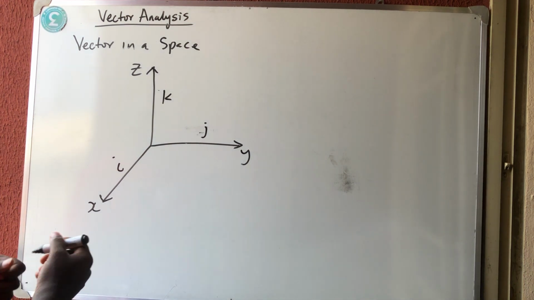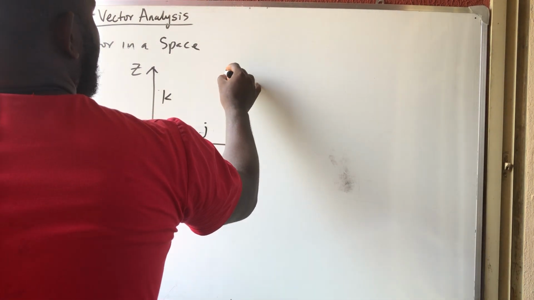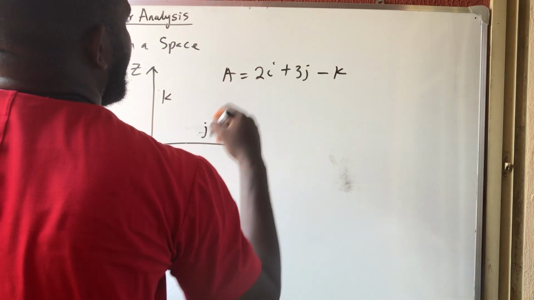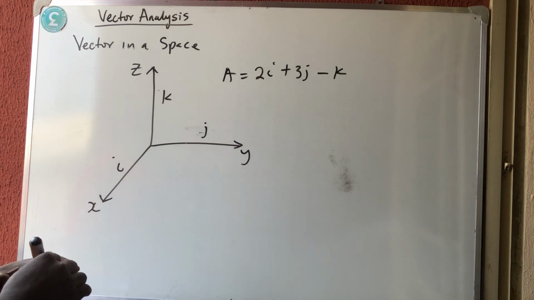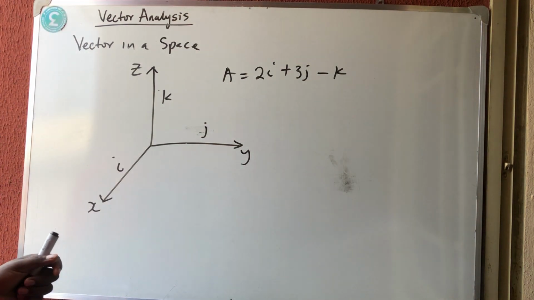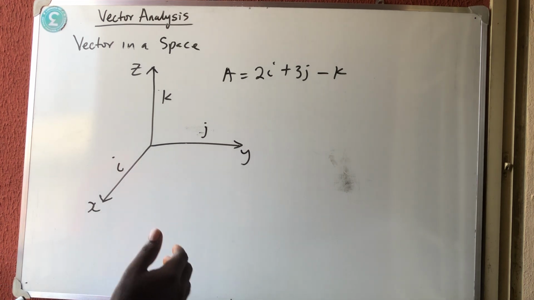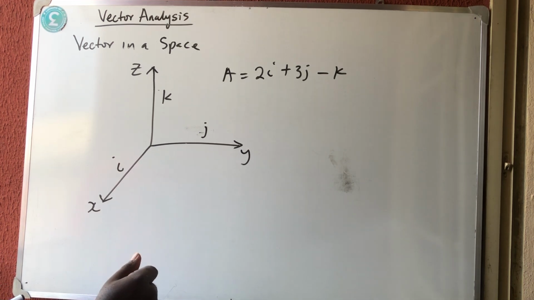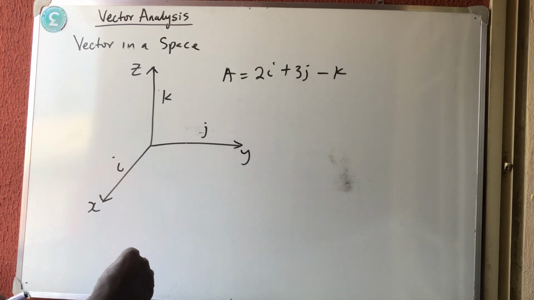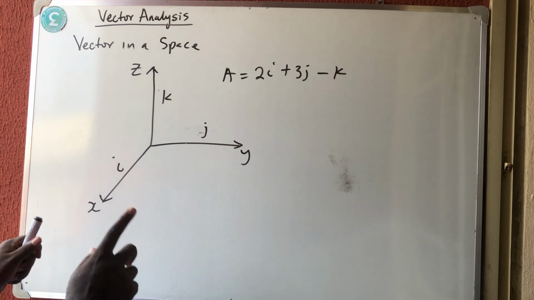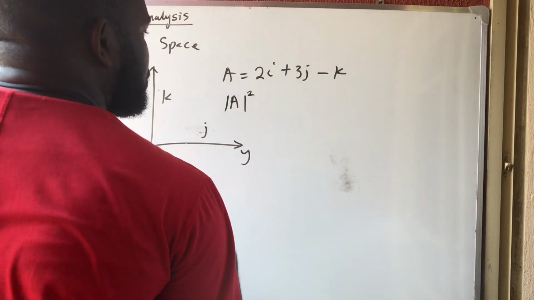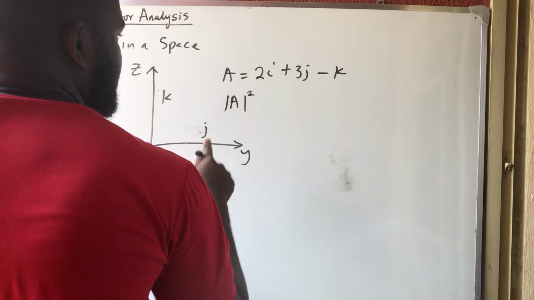So we can say that if you have a vector a equal to maybe 2i plus 3j minus k, what do you say this vector is? This vector is a vector in a space, because it has three components. Remember, if it has two, it is a vector in a surface. Then if it has one, it is a vector in a line. Okay, so please don't forget. The magnitude of this, don't forget Pythagoras theorem. The magnitude or the size or the unit of this vector is what?